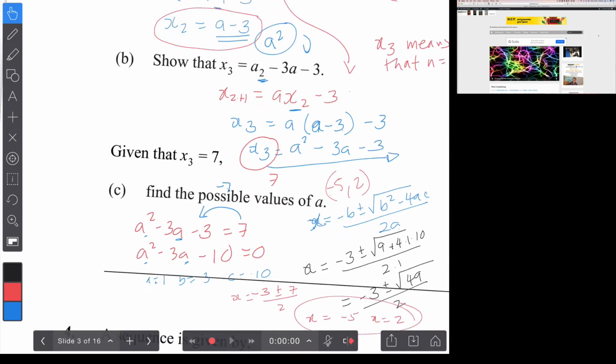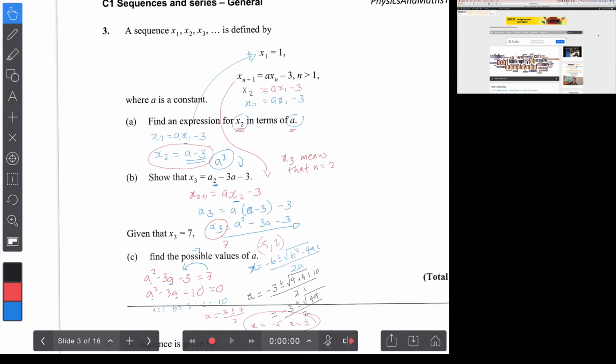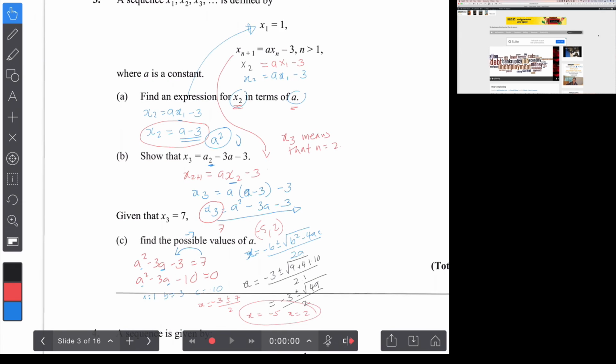Okay, next is number 4. So here is the whole of number 3.